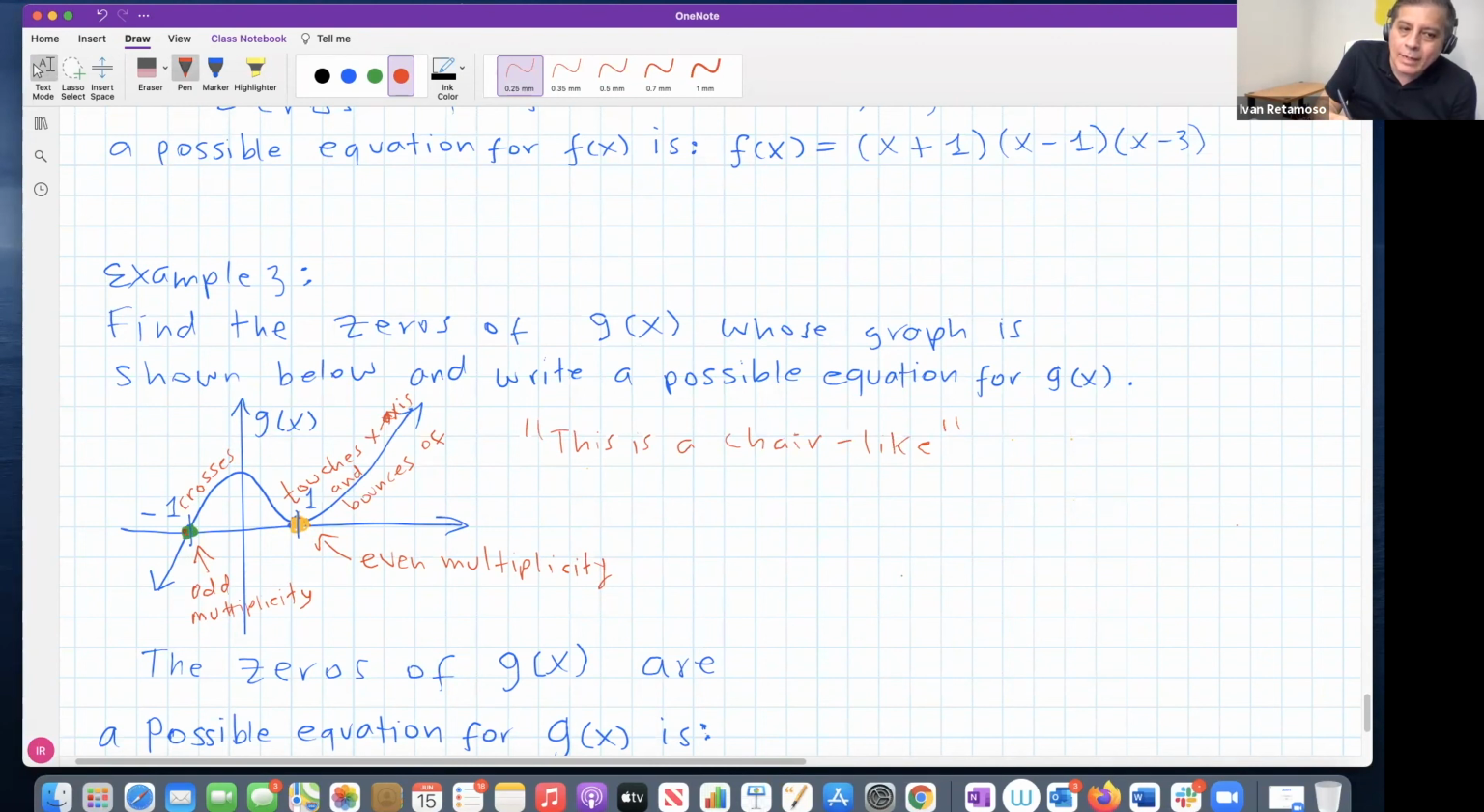So the factor associated to this zero should have exponent 1, and the factor associated to this zero should have exponent 2, right? So that 1 plus 2 should be 3. Then g of x, whose graph is this, should be a cubic function. Okay, so that's the conclusion.